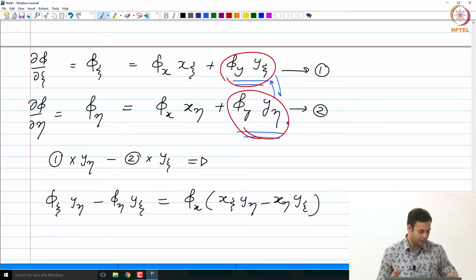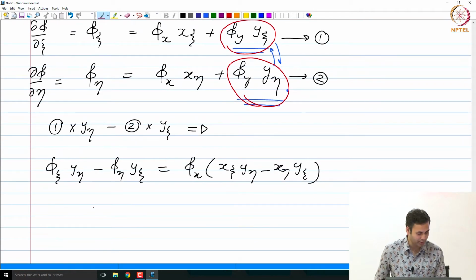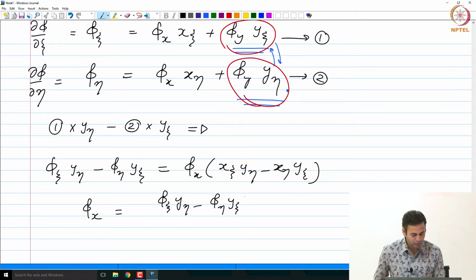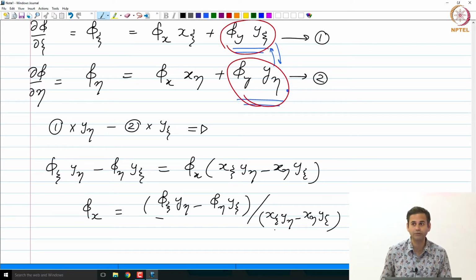Yeah? Okay, it's correct. Now, this basically gives us phi x. Phi x is (phi xi y eta minus phi eta y xi) upon (x xi y eta minus x eta y xi), right? That's what we have for phi x.